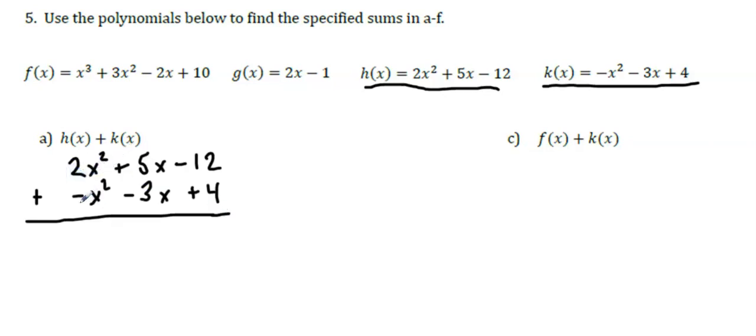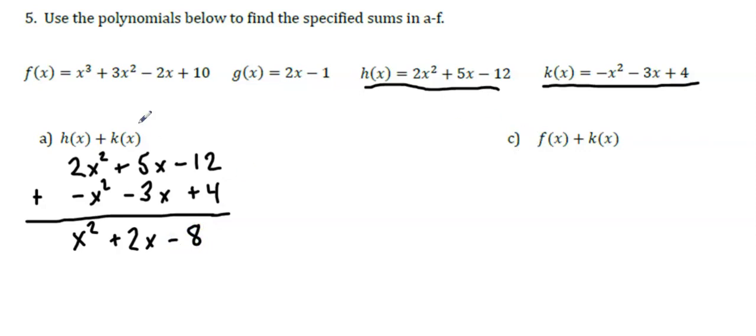So now I have 2x squared minus an x squared, which leaves me with 1x squared. 5x minus 3x leaves me with a positive 2x. And then negative 12 plus 4 gives me negative 8, which I'll write as minus 8.